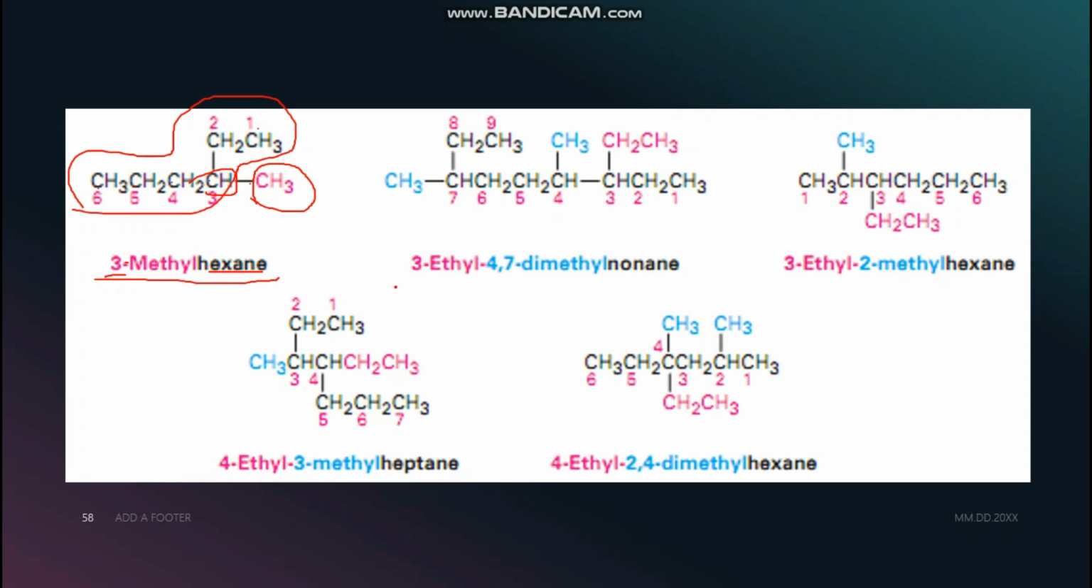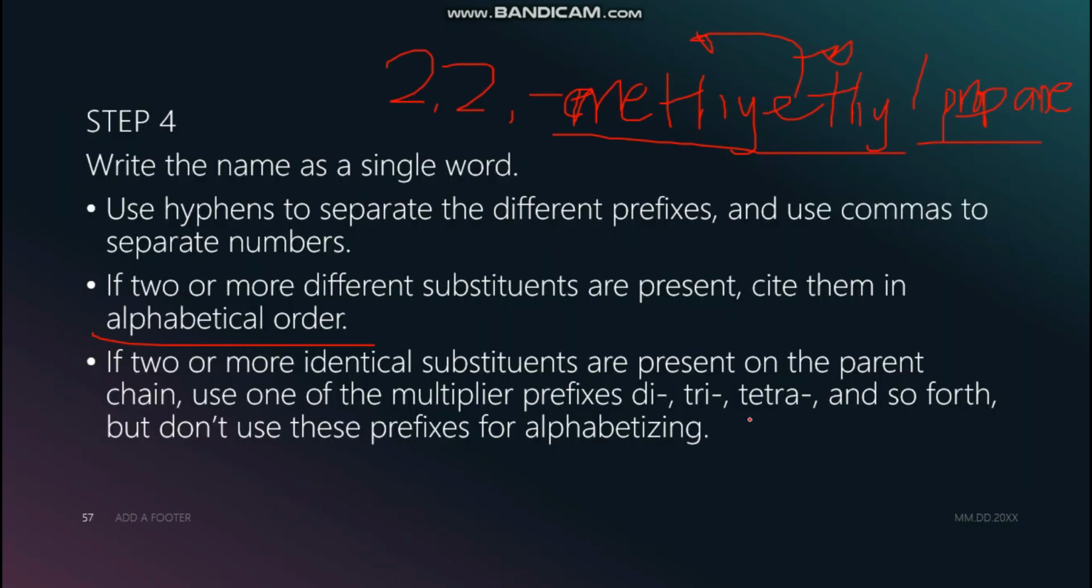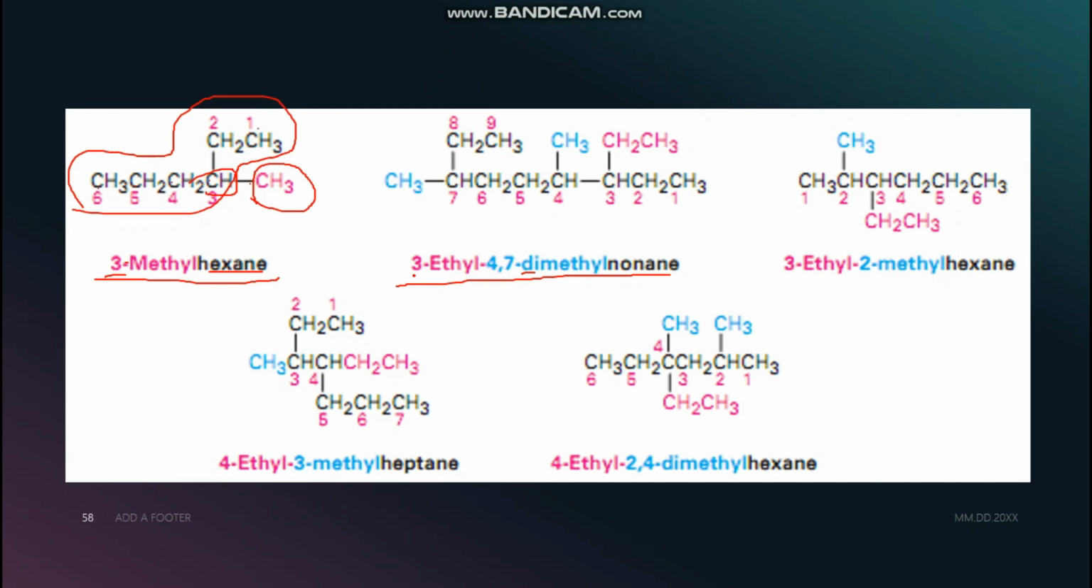Okay. So, on this one naman, 3-ethyl 4,7-dimethylnonane. So, yung sinabi kanina na kung may identical substituents, magagamit tayo ng mga prefixes na ito, di, tri, tetra. Pero hindi na natin to gagamitin para sa alphabetizing. Magfo-focus pa rin tayo doon sa ating substituent. Okay? So, we have this, 3-ethyl 4,7-dimethylnonane.